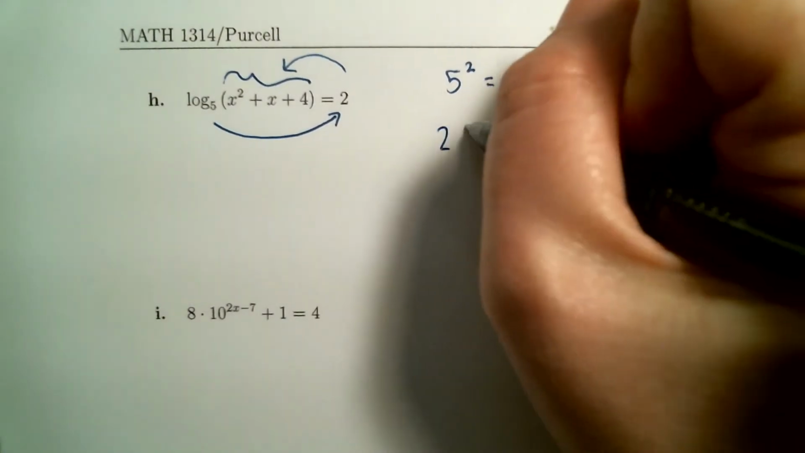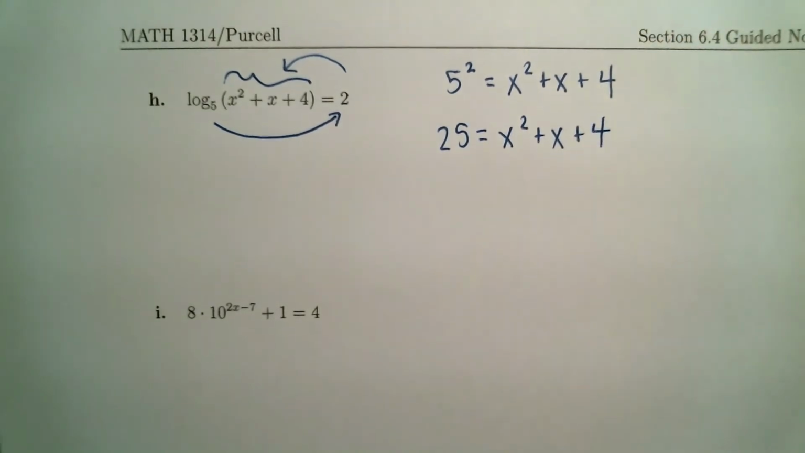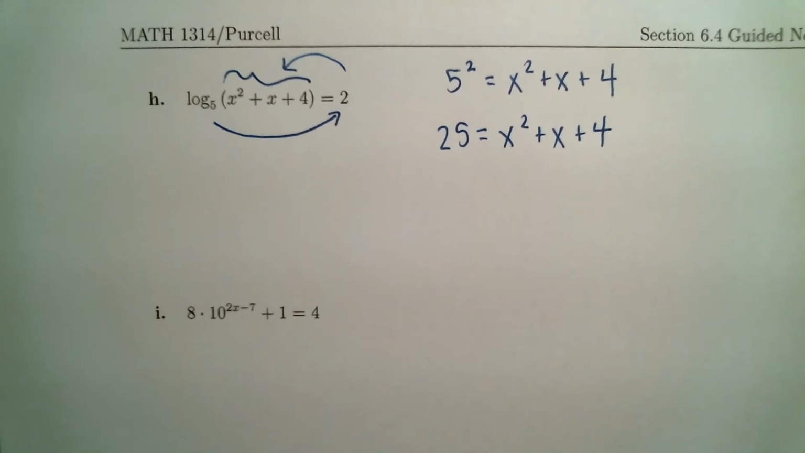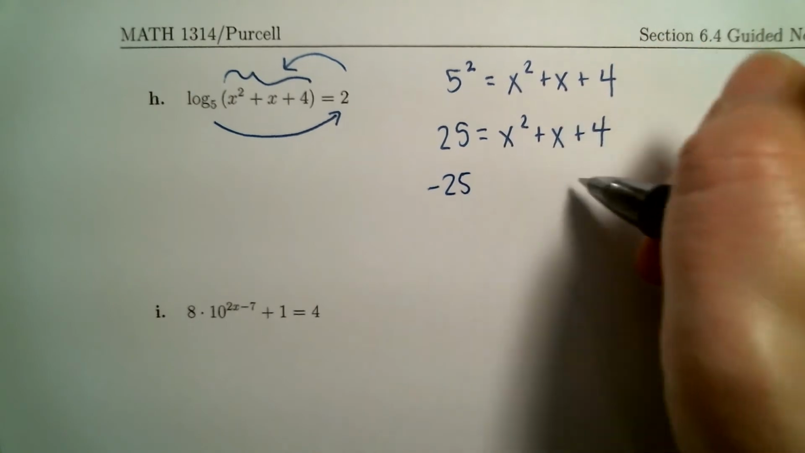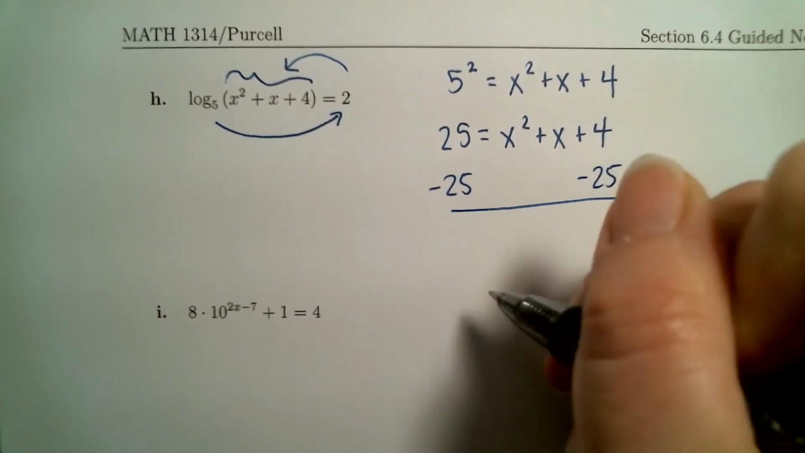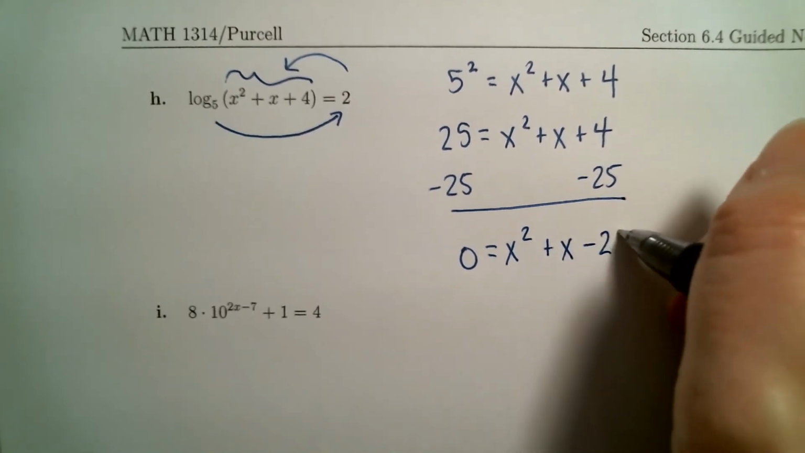So 5 squared is 25, and if we look at this, we realize that it is quadratic. The highest power of x is 2. To solve a quadratic equation, you have two options. You either need to factor or use the quadratic formula. Regardless of which option you choose, one side has to be 0 before you start. So we need to move the 25 over. We're going to get 0 is equal to x squared plus x minus 21.